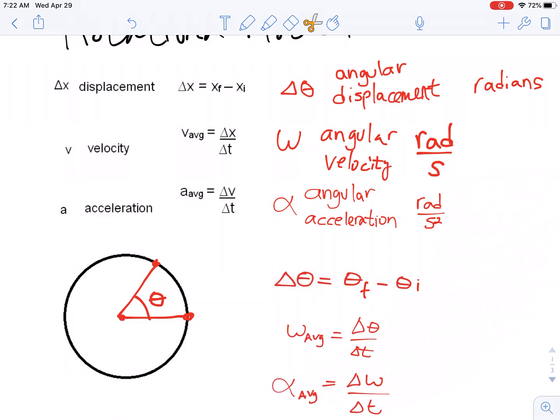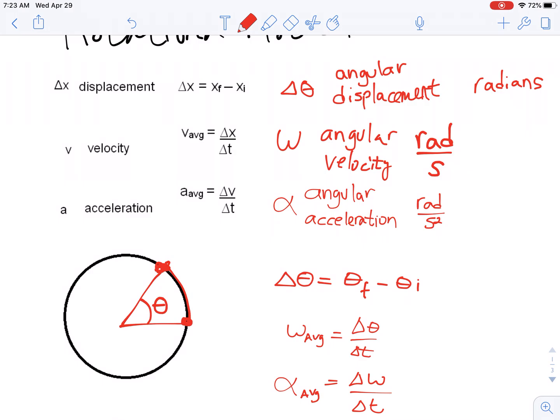Okay, so there are 3 equations for the basics. So what does this all mean? What does it look like? Well, if an object is rotating and there's an angular displacement, the object might start here and go over to here. So the object has moved along the path of a circle, and we can measure that as the angle it has moved, okay?